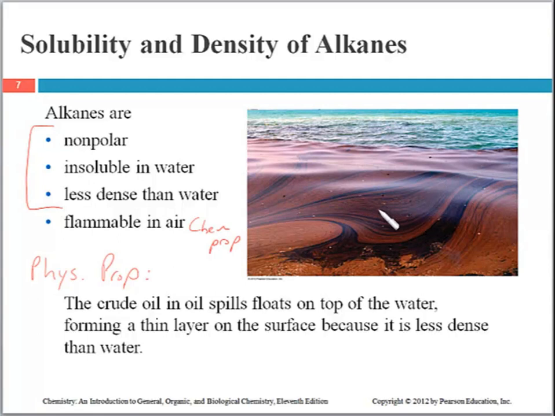And why is there a picture of an oil slick here? Well, this is illustrating these physical properties. Crude oil is a hydrocarbon, and an alkane is a hydrocarbon, and what happens to most crude oil? It floats on top of the water. The fact that it's floating on top of the water shows us that it's less dense than water. There are some fractions of crude oil that are a little bit denser than what you see here, and they'll settle below the surface of the water.